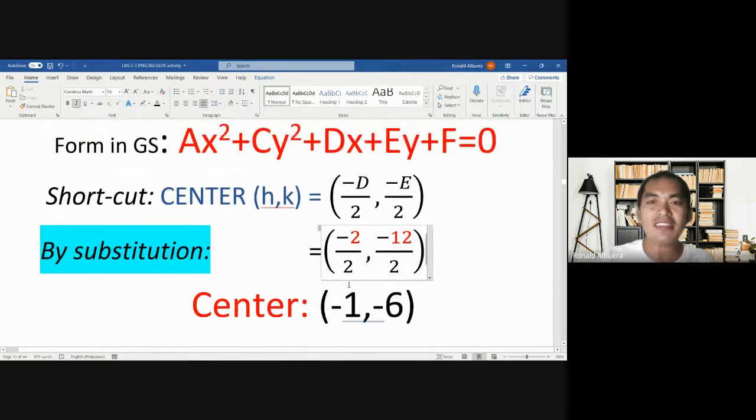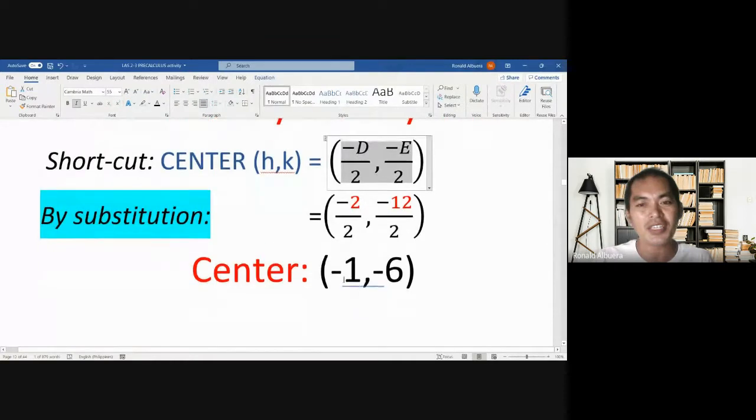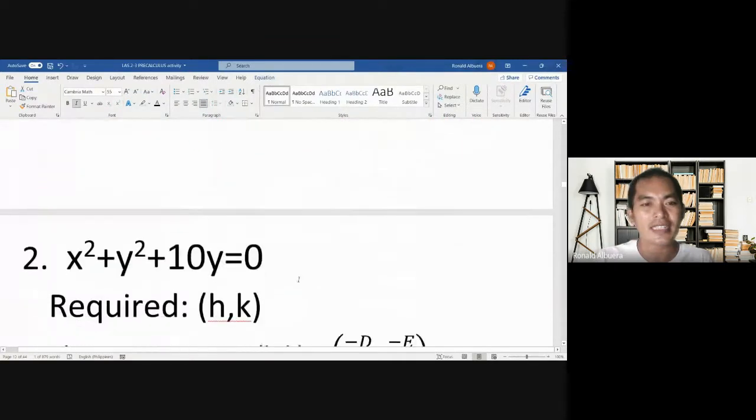So you no longer need to change it into standard form just to get the center. Automatic, whatever the coefficient of D and whatever the coefficient of E, substitute it to the formula and you will get the center. Let's proceed to number 2.